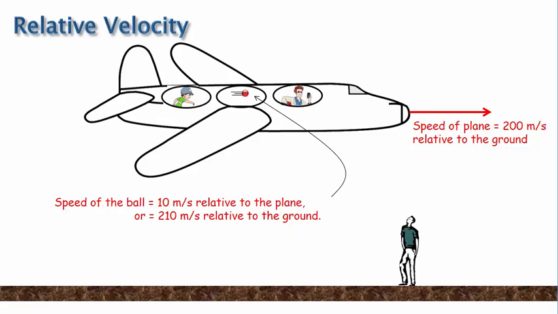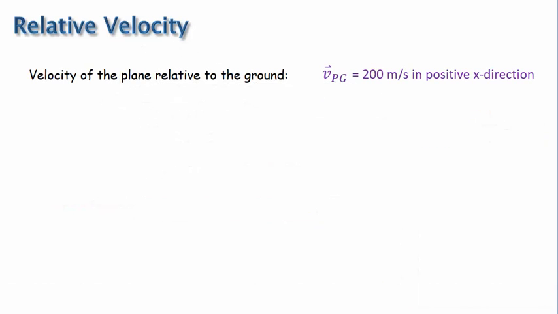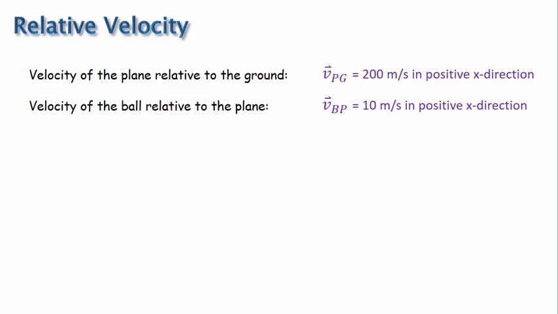The first thing we need to do is to write down these velocities in a particular format. For example, the velocity of the plane relative to the ground is written this way, where the p and g subscripts on the velocity vector represent plane relative to ground, or plane with respect to the ground. And the velocity of the ball relative to the plane is written with bp subscripts, and the velocity of the ball relative to the ground is written with bg subscripts.